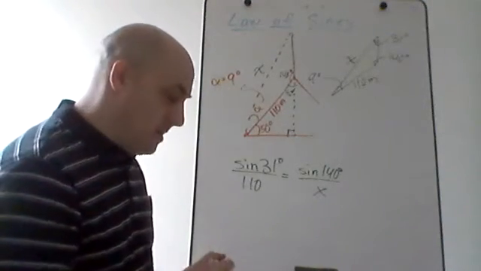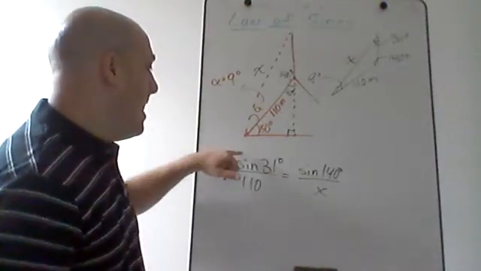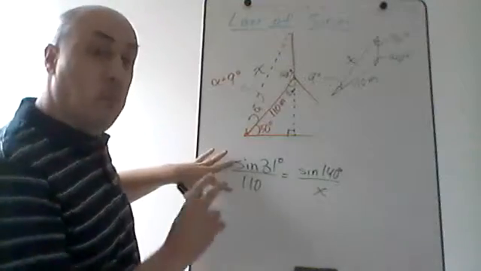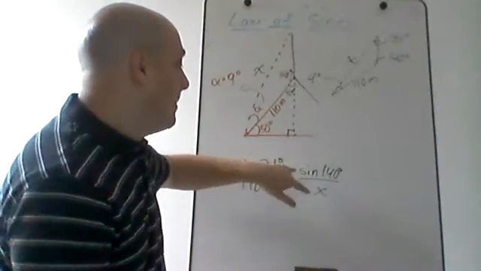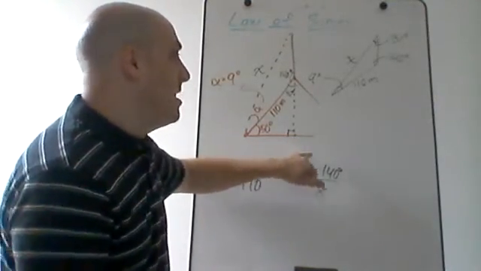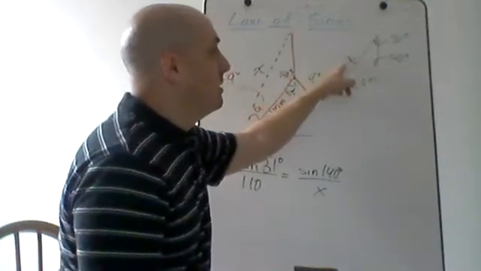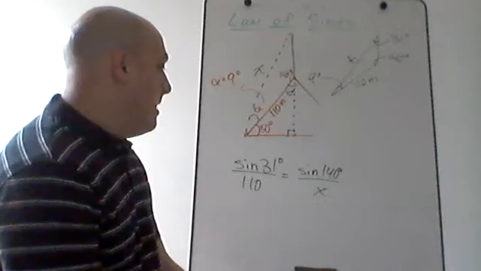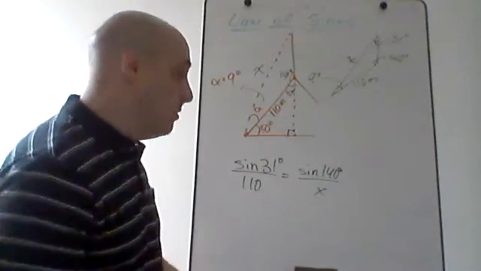Remember, to set up the law of sines, I need one side and its opposite angle, the 110 and the opposite angle of 31. That makes up one of my fractions. And then, if I'm looking for a side, I need to have the sine of the angle opposite that side. So if I'm looking for side x, I need to take the sine of that 140 degrees. All right, and then once I have this set up, it's just cross-multiplying and solving.